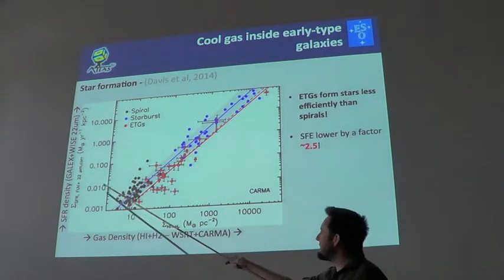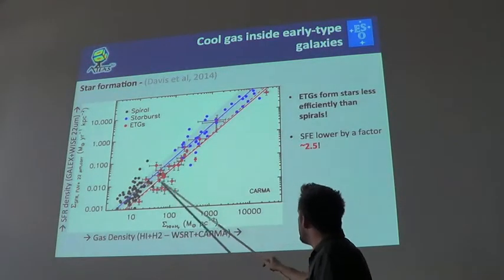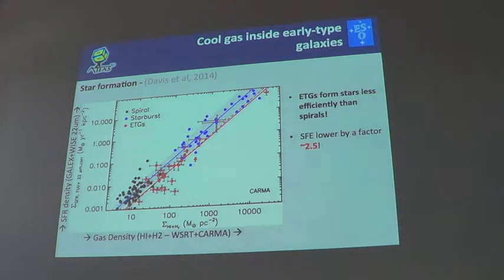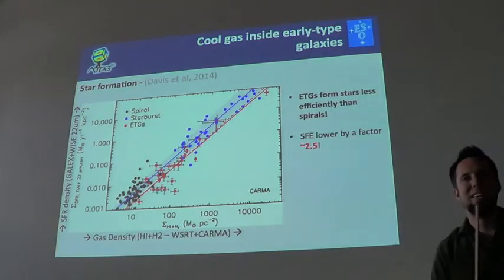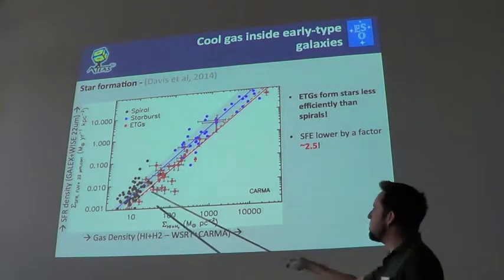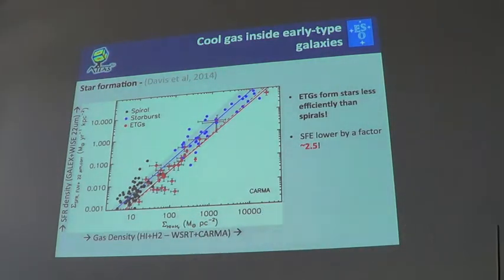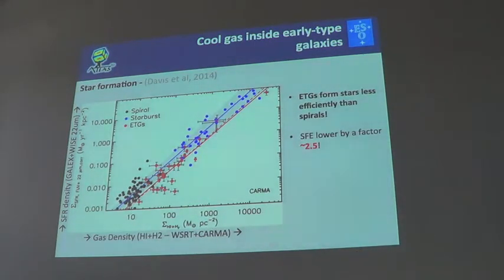And if you just look at the axis here, typically you're forming 0.1 to 1 solar masses a year, maybe slightly lower on average around here, which is actually more stars per unit area being formed in the center of these early type galaxies than in typical spiral disks, which are the black points here. So they are forming stars, and reasonably vigorously, because they have quite high gas densities sat in the center of these objects. But the star formation efficiency of these galaxies is low. It's low by a factor of 2.5.